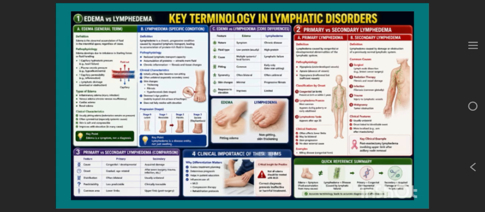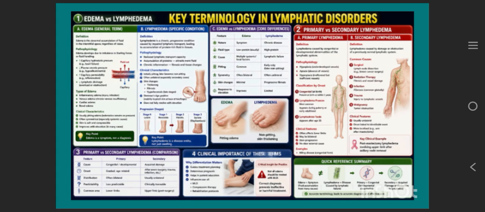Lymphedema symmetry is often unilateral. Edema skin changes are minimal. Lymphedema skin changes are progressive fibrosis. Edema response to elevation improves day by day. But lymphedema response to elevation is limited. So next we will discuss primary versus secondary lymphedema.